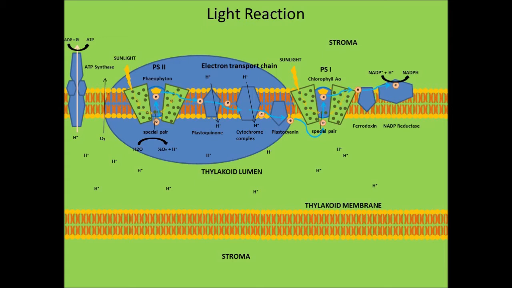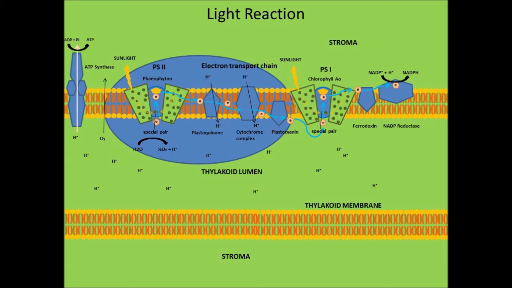This energy is used to pump hydrogen ions or protons from the stroma into the thylakoid lumen as the electron passes through the plastoquinone and cytochrome complex molecules. So essentially, the energy that the electron is carrying is being used to pump hydrogen ions from the stroma into the thylakoid lumen.